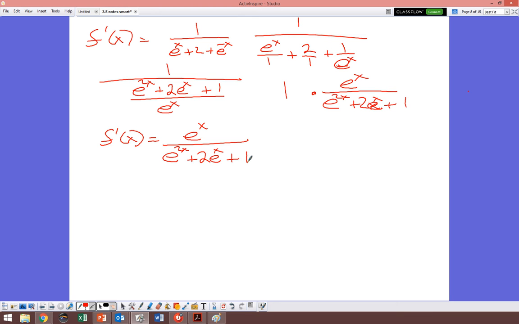Why did I want it cleaned up so well? It's easy to factor out e to the x. When you solve it for 0, it's a lot easier. Now when I set it equal to 0, I did all the algebra. I now have something in the numerator. Before, if I didn't clean it up, I wouldn't have anything in the numerator. It'd be 0 equals 1. Now it's all cleaned up, there are no negative exponents. So 0 equals e to the x.